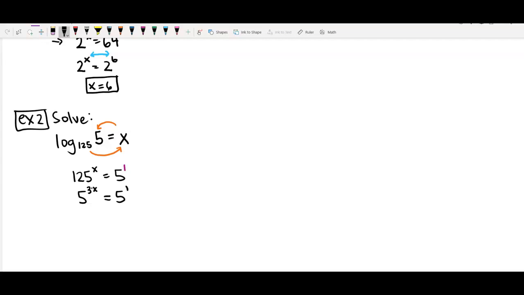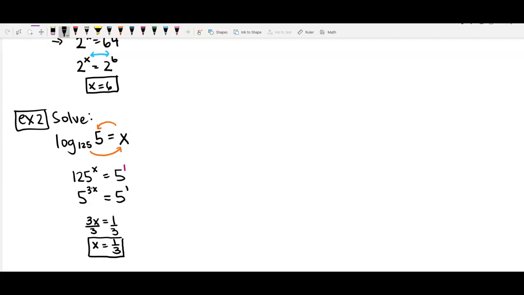Now my bases are the same, so I can set my exponents equal to each other. So I get 3x equals 1, and then I'll just divide by 3. So x equals 1/3, and 1/3 would be your answer on that one. Okay, any questions on that?